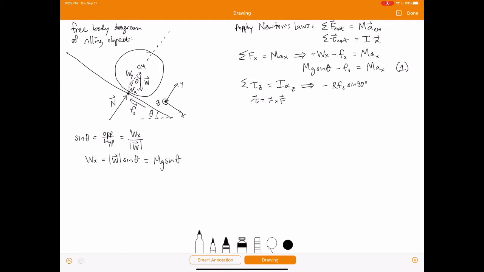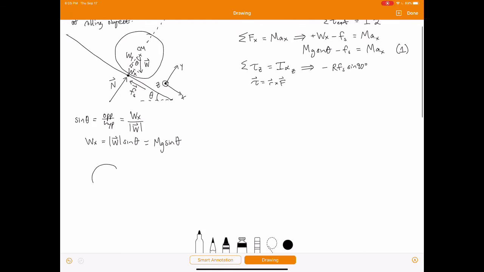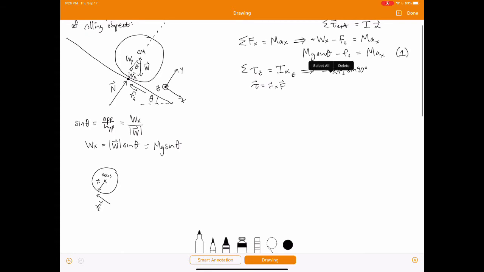So again, let's just sketch this out real quick. X marks the axis of rotation. So R goes from the axis to where the force is being applied. The static friction force is being applied this way, up the ramp. So here's what you do. Point the fingers of your right hand in the direction of R and curl them in the direction of the force going up the ramp. And now your thumb should be pointing into the page in the minus z direction. So that's where the negative sign came from.